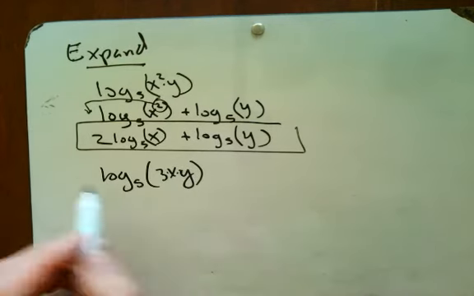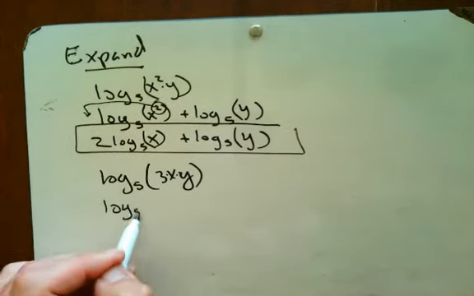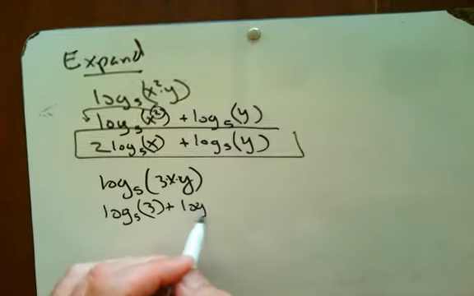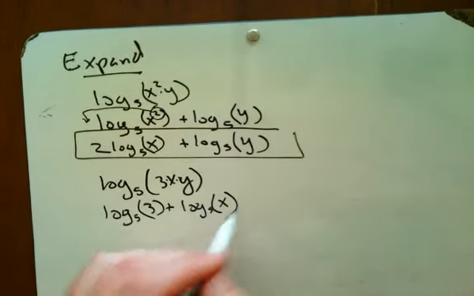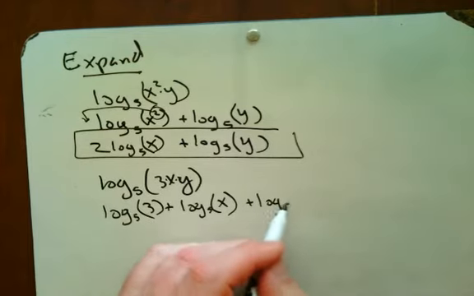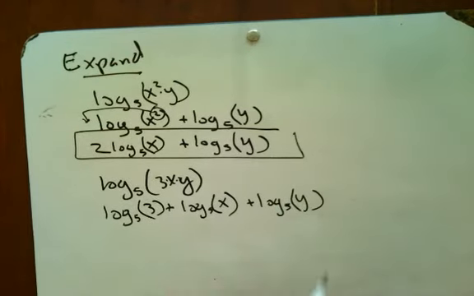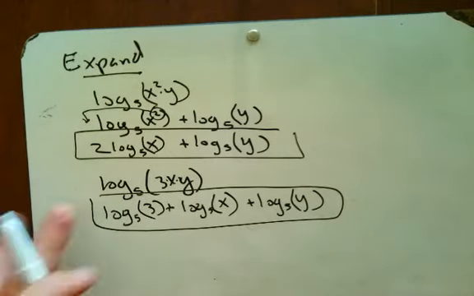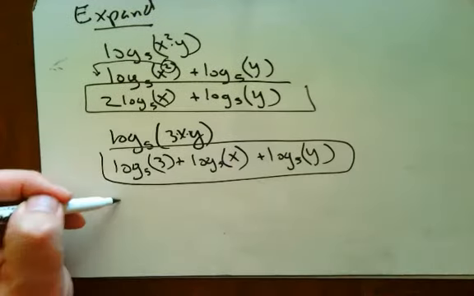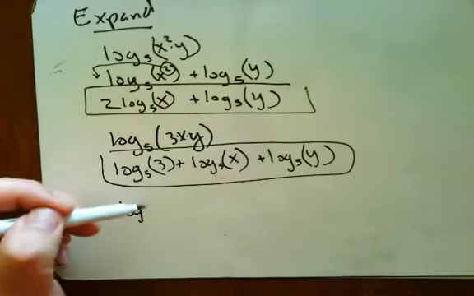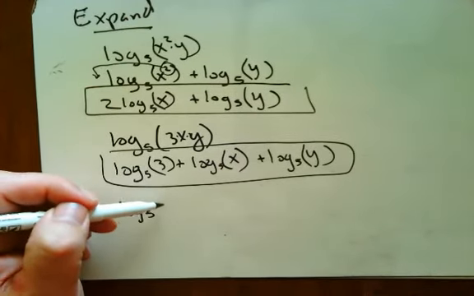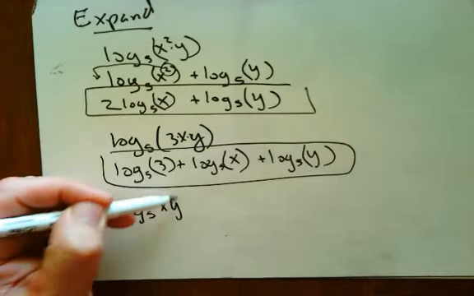5, 4, 3, 2, 1. Well, I saw a bunch of things multiplied together here. So I just wrote this as log base 5 of 3 plus log base 5 of x plus log base 5 of y. That's me expanding log base 5 of 3xy.